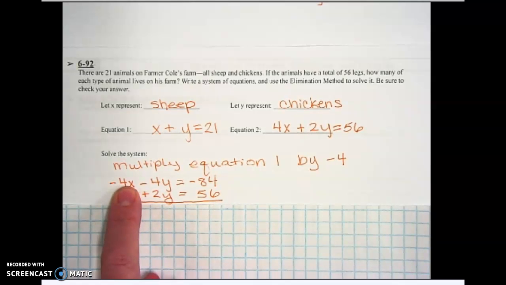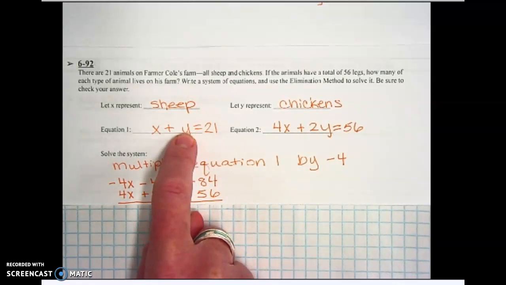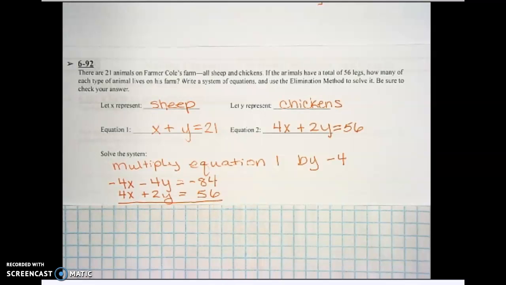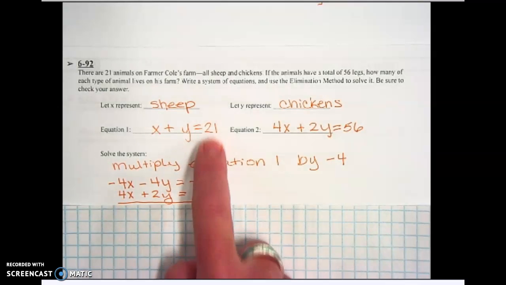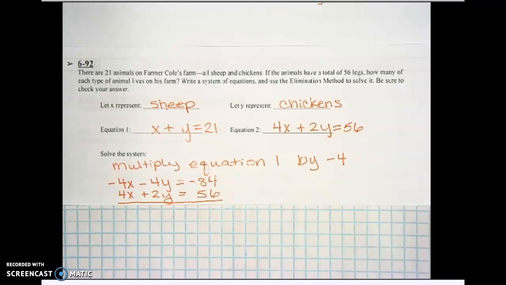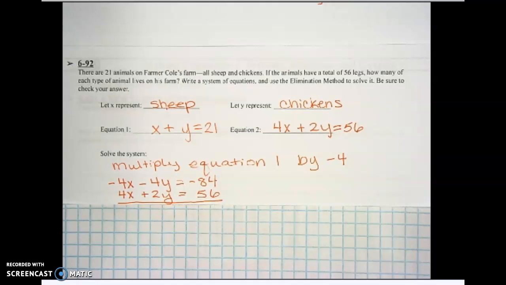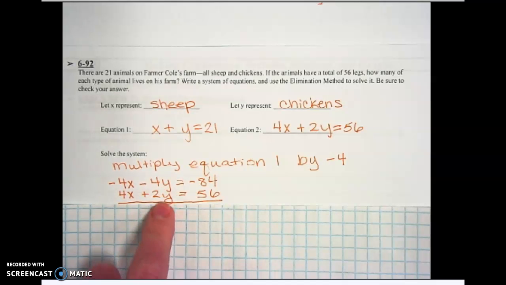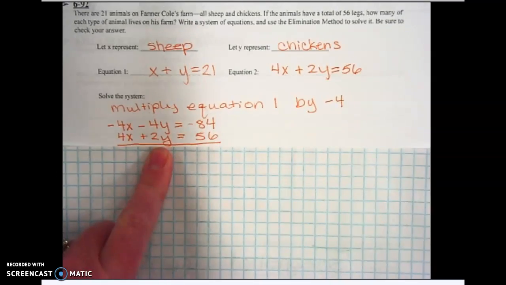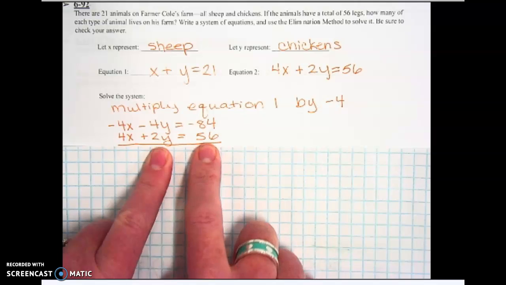So here's what happens when you multiply by -4. You get -4x. This becomes -4y. And then -4 times 21 is -84. Now you have opposite coefficients. Your x's are opposites. They're going to eliminate. That's what we want to happen. So we're going to combine what's left. So we have a -4 plus a 2y. What does that combine to get? -2y. And -84 plus 56.